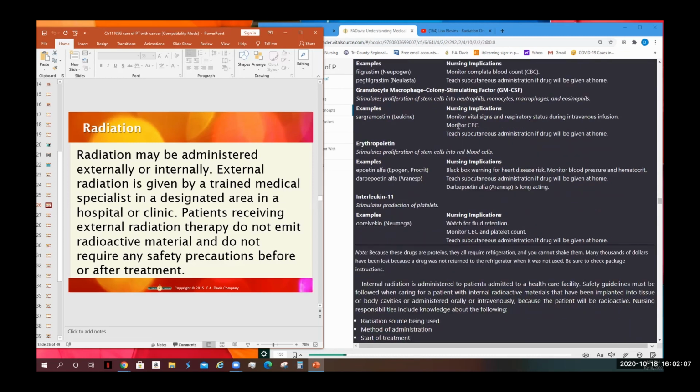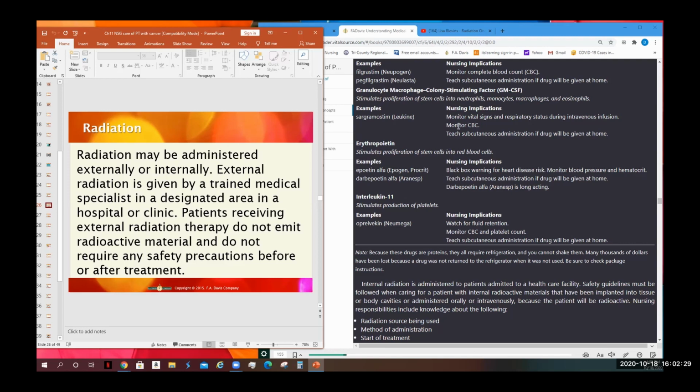Erythropoietin stimulates proliferation of stem cells into red blood cells. There's epoetin alpha, which is Epogen or Procrit, and then darbepoetin alpha, Aranesp.